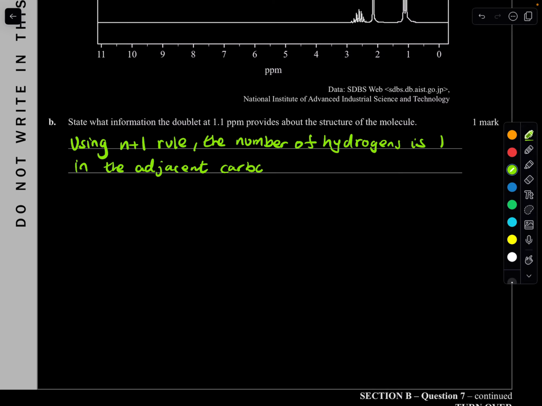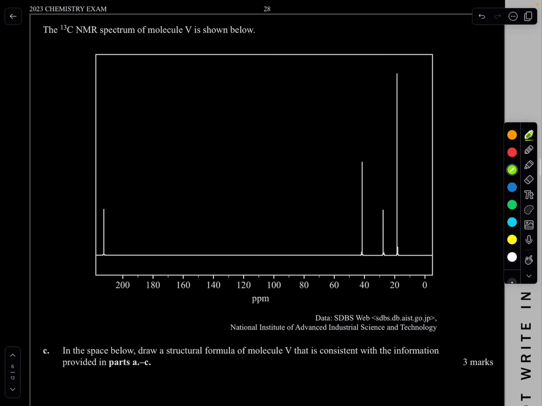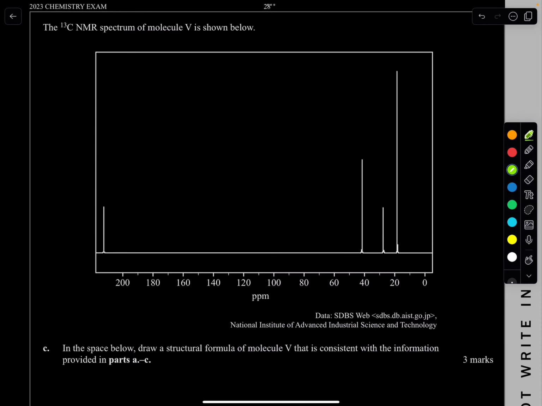Beautiful. Done. The 13C NMR spectrum of the molecule, so we have 1, 2, 3, 4. We have 4 carbon environments, basically. Let's write that down.